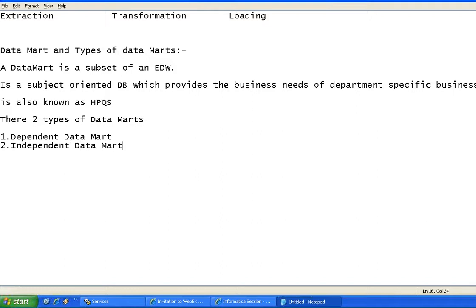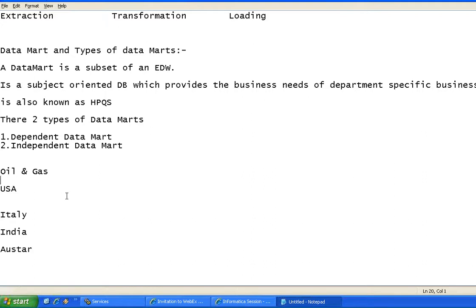Before explaining more in detail about this data mart, let me give you a very simple example. Let us take my example. I'm working in an oil and gas company. They have their oil and gas in various places: in the US, in Italy, in India, and in Australia.